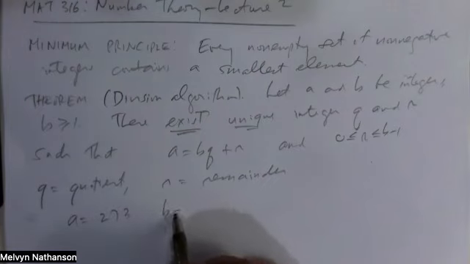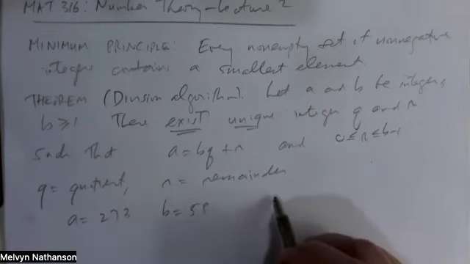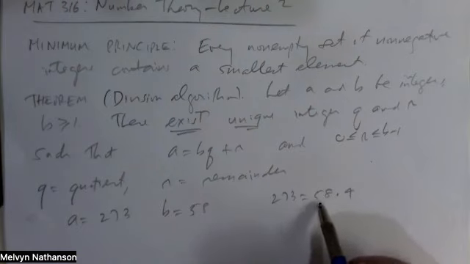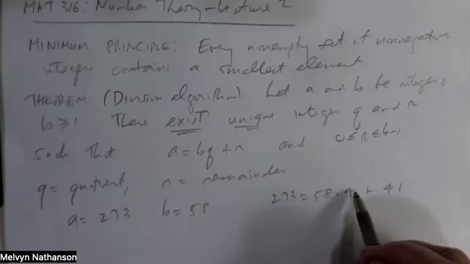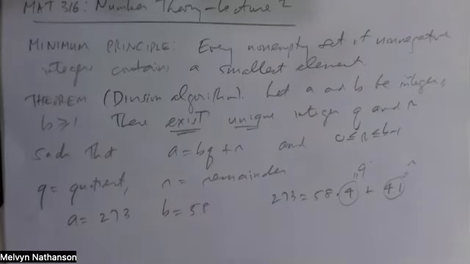So for example, if A is, I don't know, 273 and B is 58, what is the quotient and what is the remainder? So you can almost guess in your head what the quotient has to be. B is about 60 and A is a little bit bigger than 240. So the quotient is probably 4. What's 4 times 58? 4 times 50 is 200, 232, 32 plus 41. So this is my quotient. And if I did my arithmetic right, this was my remainder. Right?